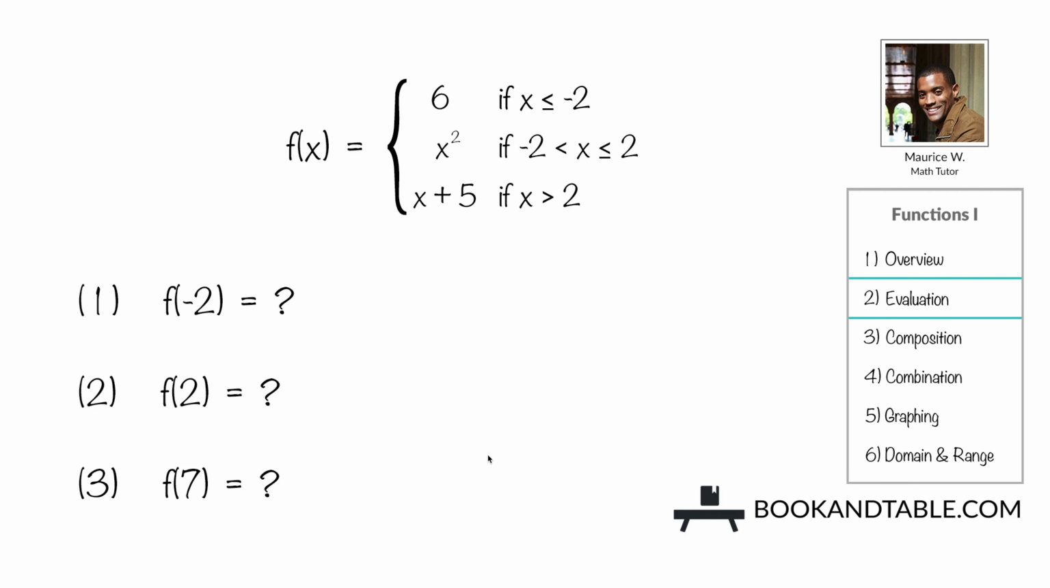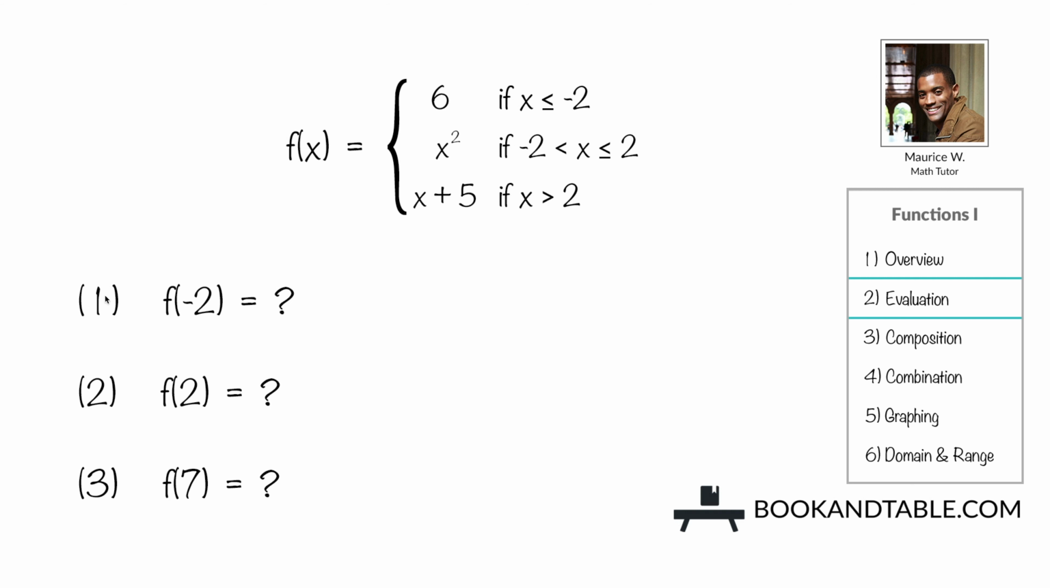So let's walk through an example together. This is the same piecewise function we were just looking at. So f of x is equal to 6 if x is less than or equal to negative 2. f of x is equal to x squared if x is greater than negative 2 and less than or equal to positive 2. And f of x is equal to x plus 5 if x is larger than 2.